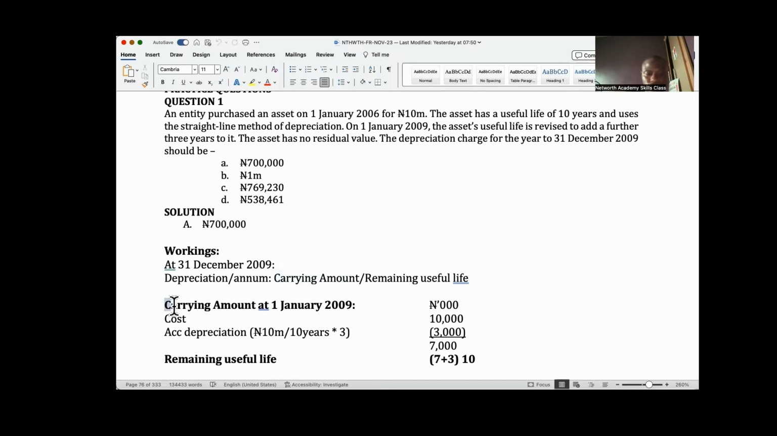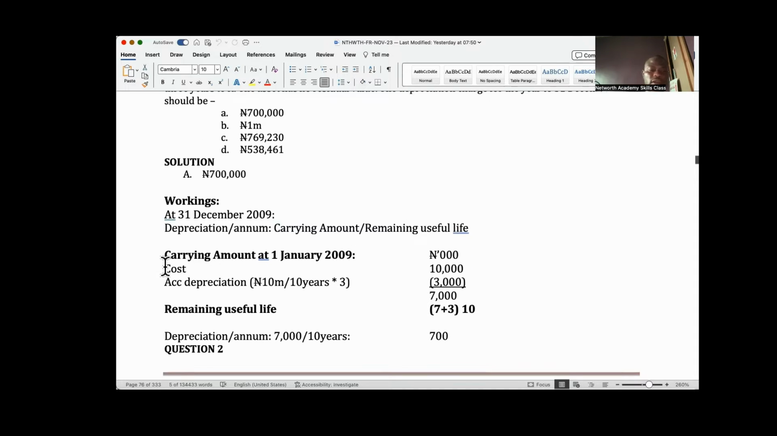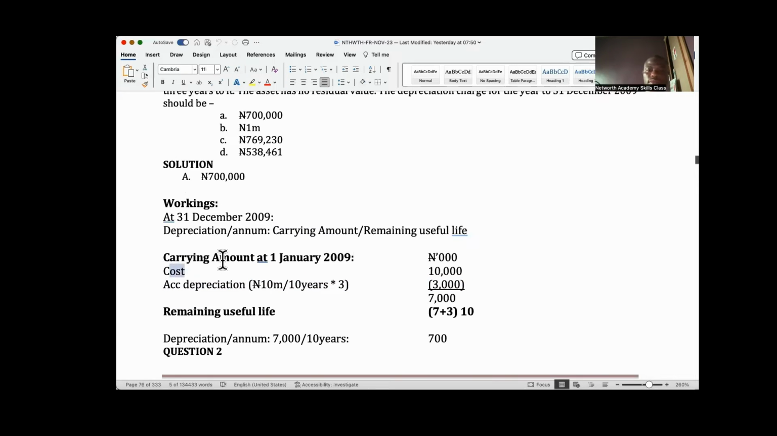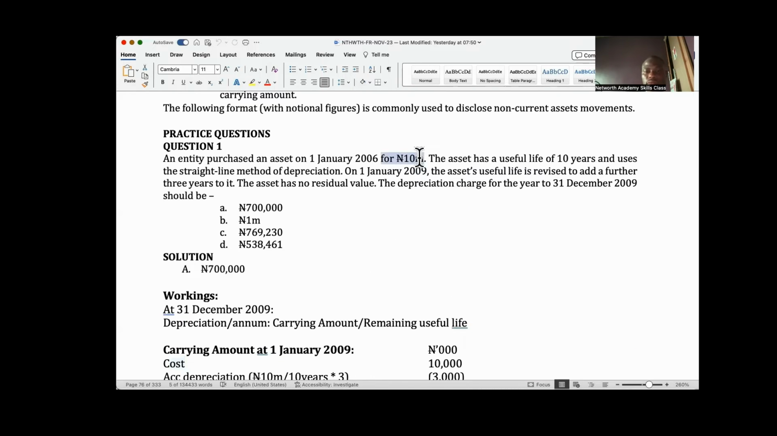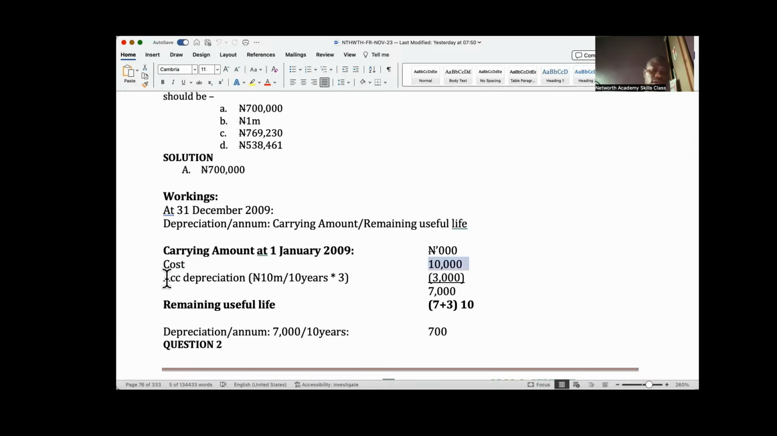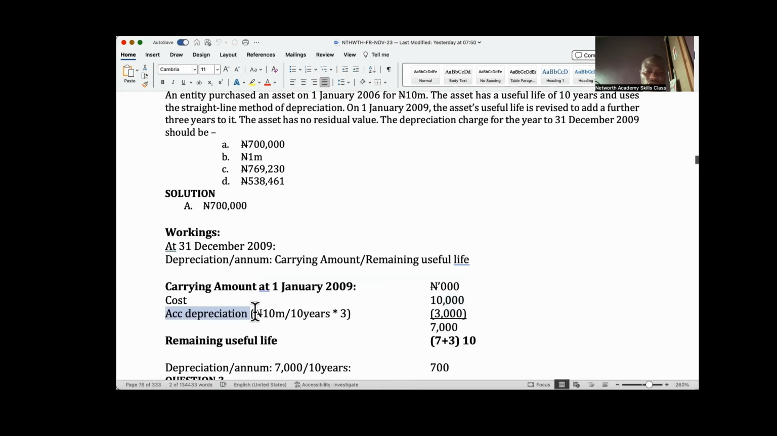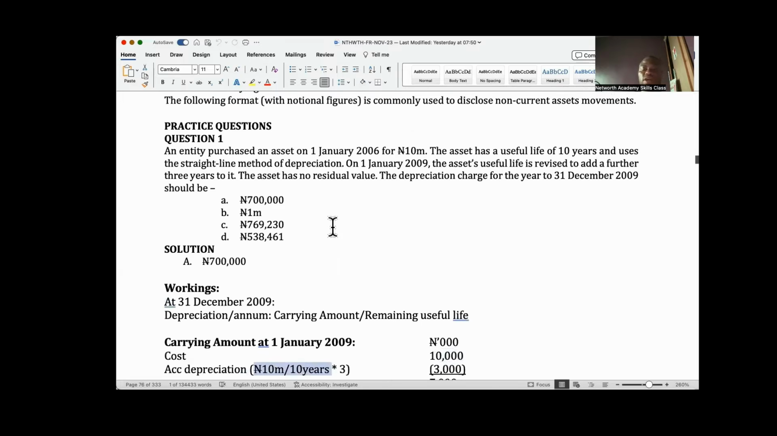So the carrying amount, as at the beginning of the year where they changed the useful life, is always cost minus accumulated depreciation. The cost from the question was 10 million, so it's 10 million minus accumulated depreciation. For accumulated depreciation, we take cost over the useful life, which is 10 million over 10 years.